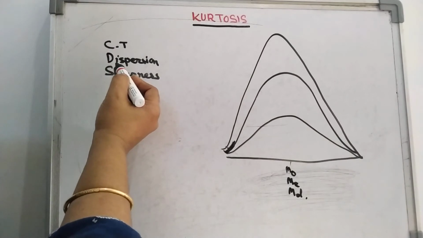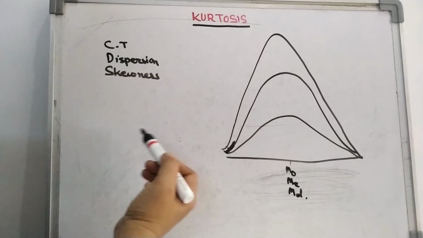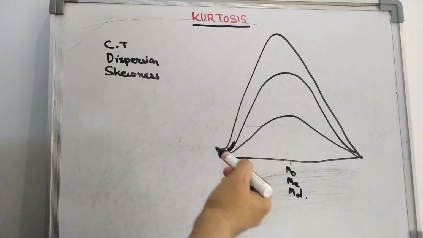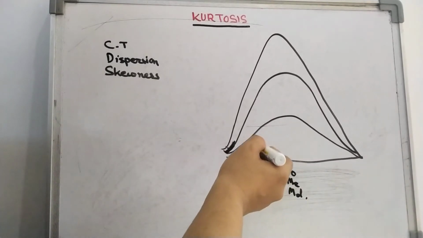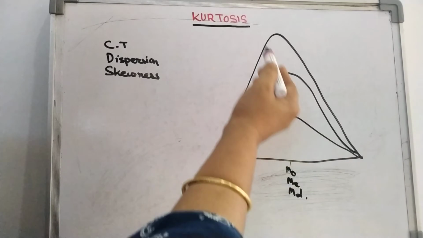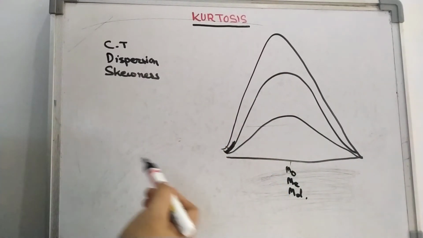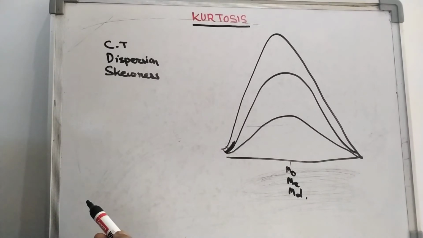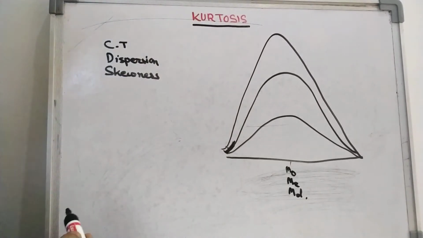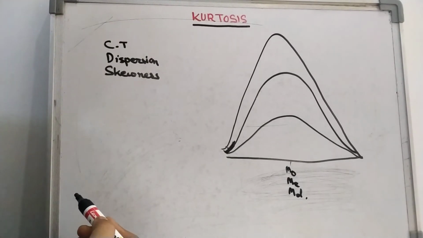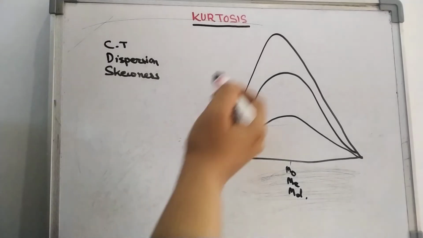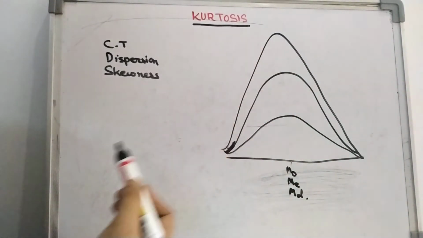Okay, now next is dispersion. So dispersion is also the same. If we find the standard deviation, we get the same standard deviation for all these three frequency distributions. Okay, next is skewness. Skewness is absent. When we calculate skewness, we will get zero skewness because all the three frequency curves are not skewed. Okay, but still they differ in their shape. Only the middle part of the curve differs.